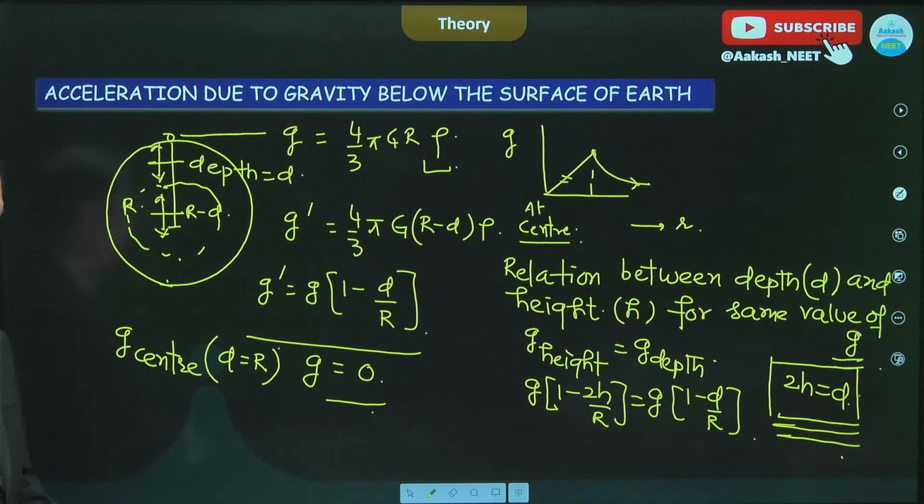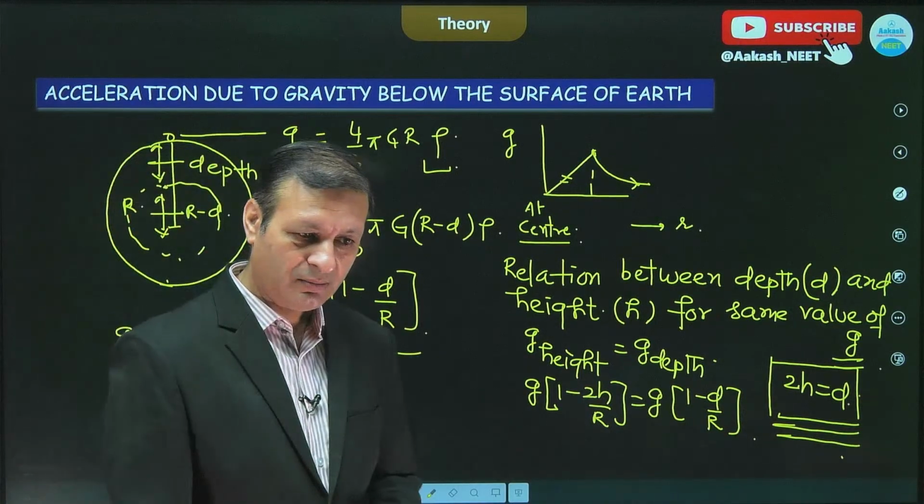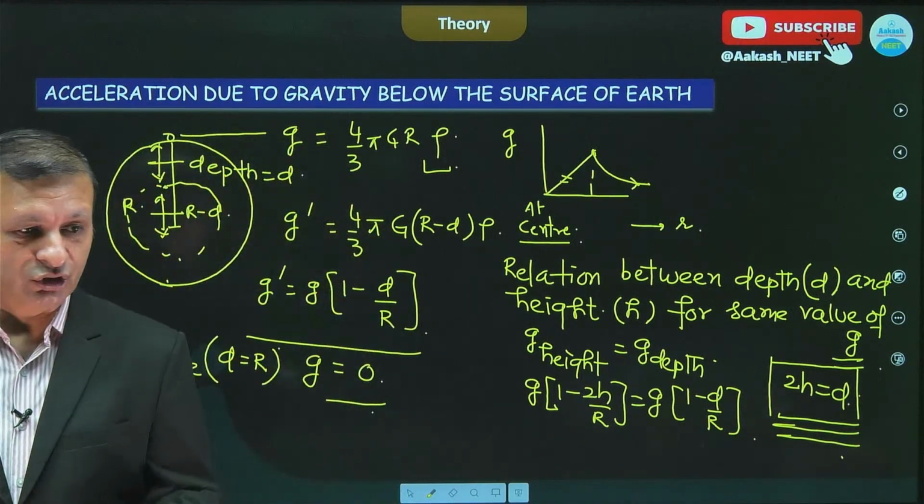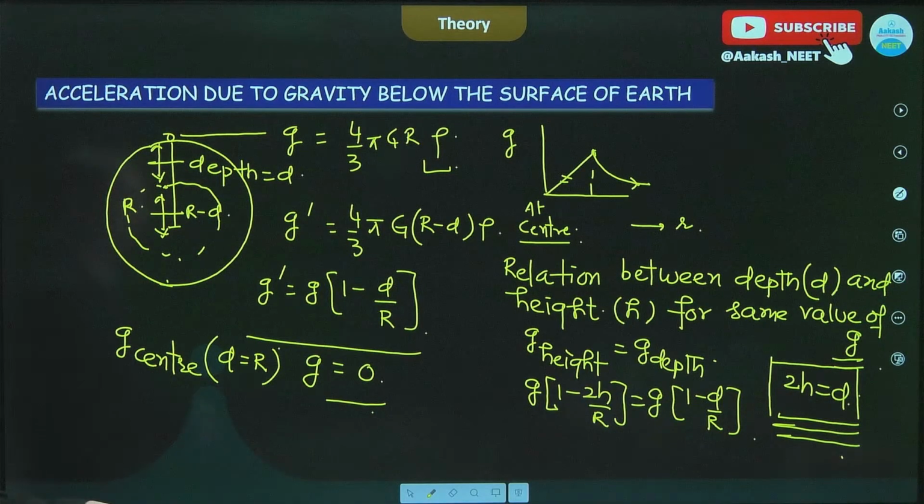Any doubt? So there is one student called Sharma Boy who has given me the right answer, d is equal to 2h. That's good. Good, keep it up.